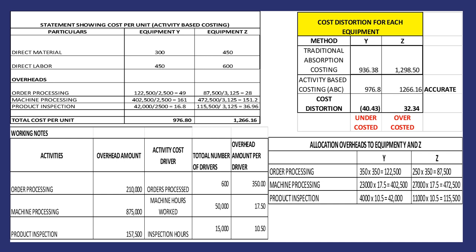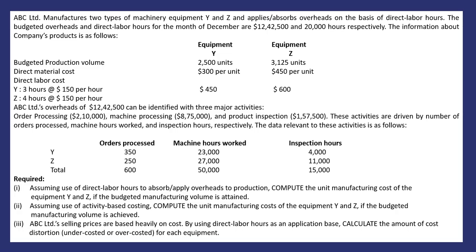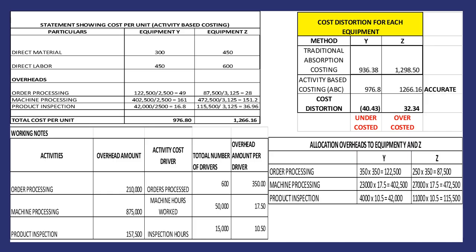And next, machine processing. In the question they mentioned clearly machine hours: 23,000 hours of Y, 27,000 hours of Z. Now here what I did is 23,000 multiplied with 17.5. This is the driver rate per hour. 23,000 multiplied with 17.5, 27,000 multiplied with 17.5. So 472,500 is the total overhead for this activity.